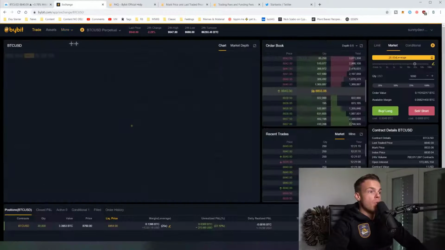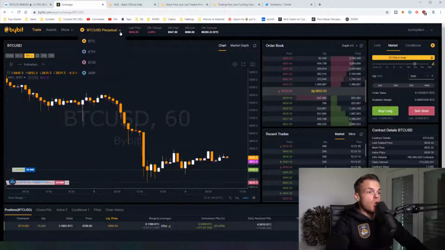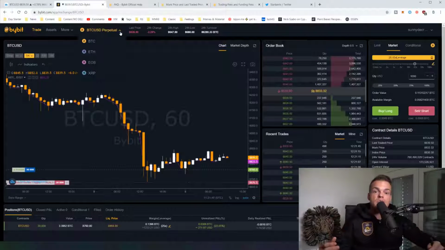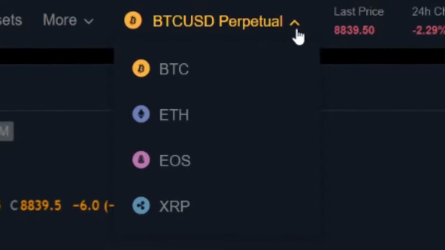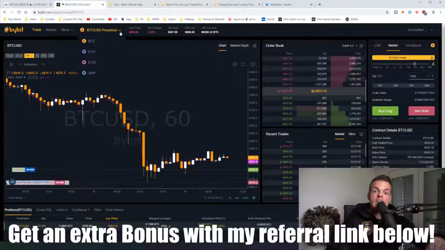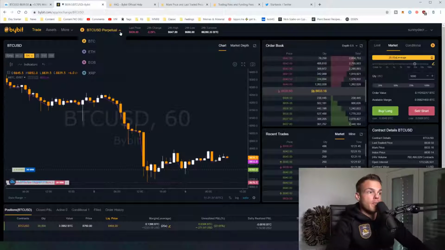Then also what's important to point out in here is Bybit is one of the only leverage exchanges where you can not only send Bitcoin, you can also send Ethereum, EOS, and XRP physically and trade those on the platform and also withdraw those from the platform. So here you can swap between BTC, Ethereum, EOS, and XRP perpetual swaps.